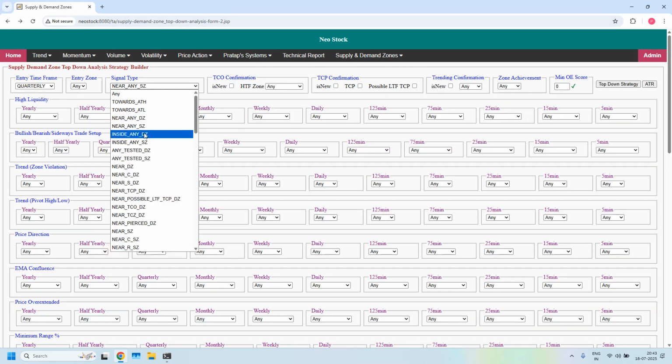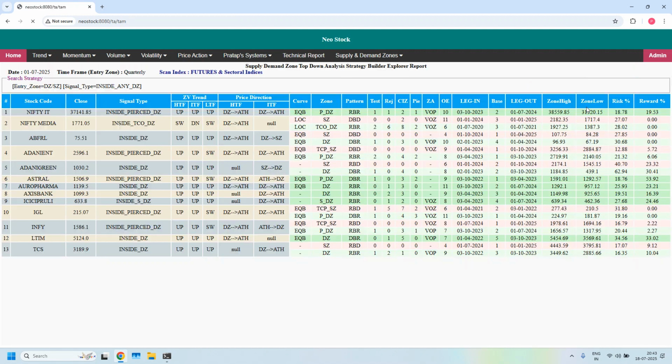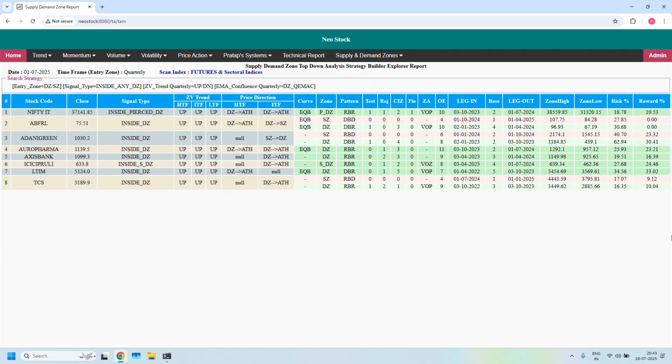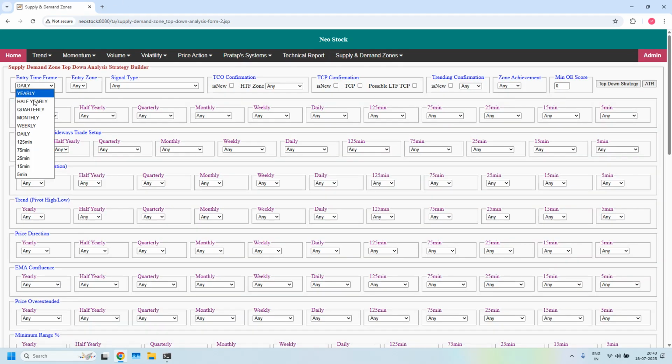Price closed inside the quarterly demand zone, we got 13 stocks. We can further filter this list based on quarterly demand zone having quarterly EMA confluence, and also trend on the quarterly should not be sideways. It can be up or down. We got 8 stocks. Okay, next for quarterly time frame, price closed inside the quarterly supply zone.